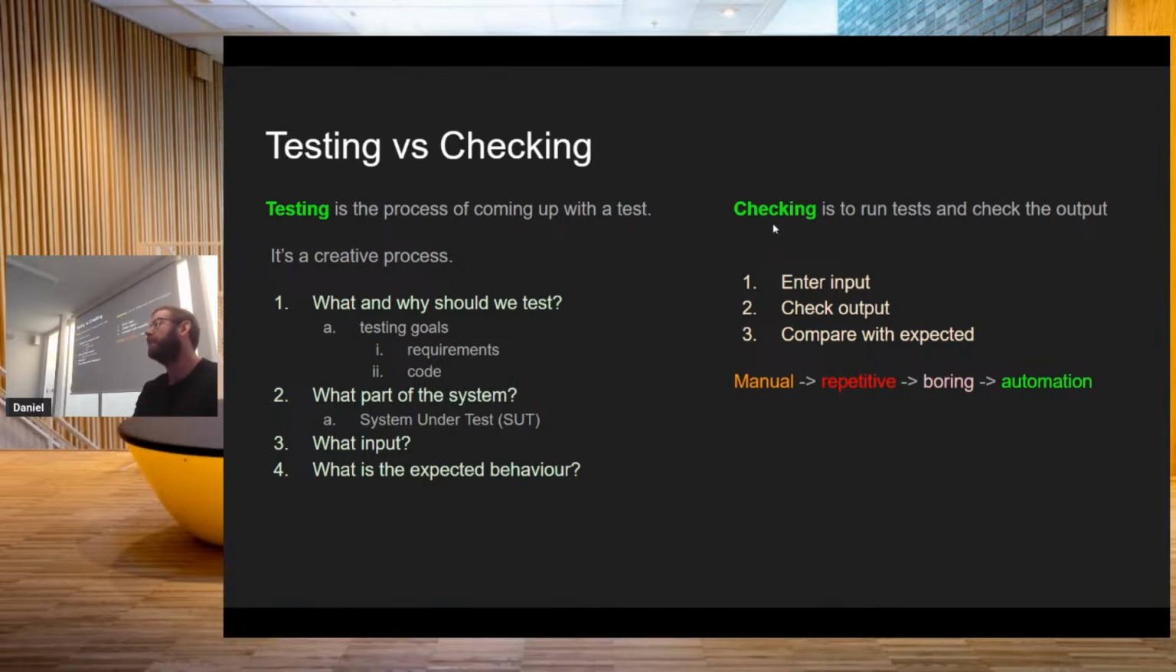And then checking is when we run a test and check the output. If you are writing down a test, like a manual test case, or an automated unit test, then you're only doing testing once. And then you check the test many times, perhaps. If you're manually testing, you enter the input, but you could script this also. Then you check the output, and you compare the actual with the expected.